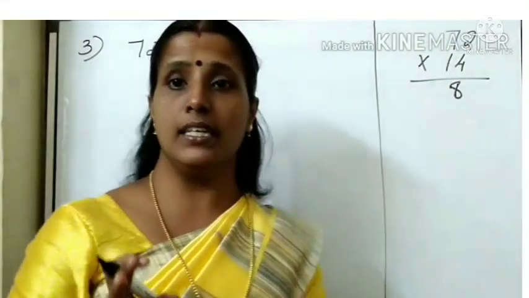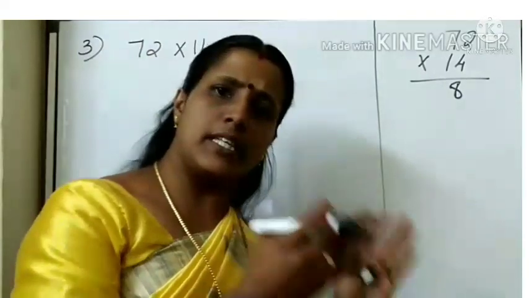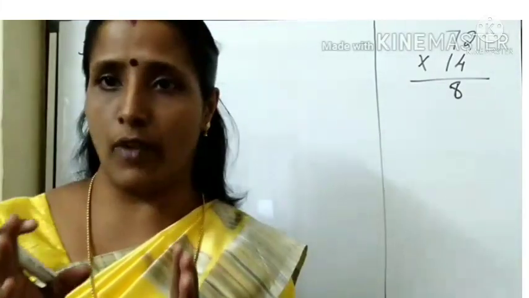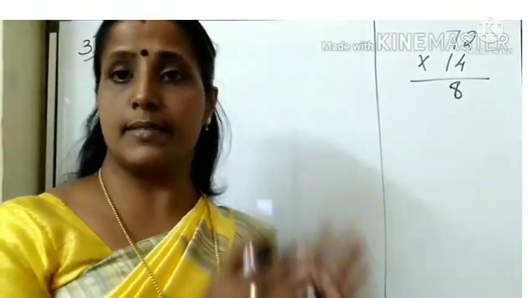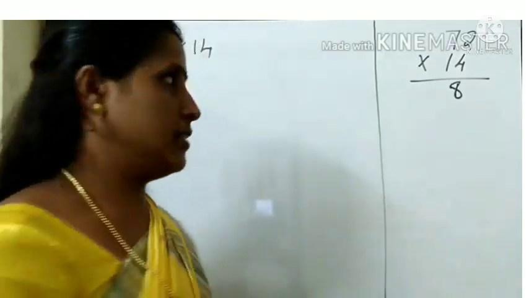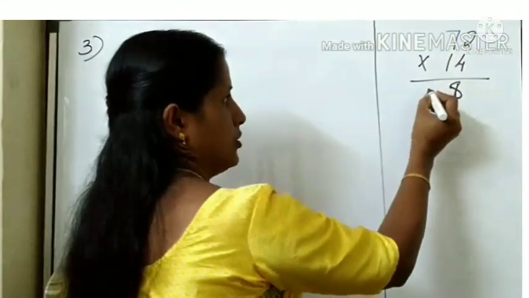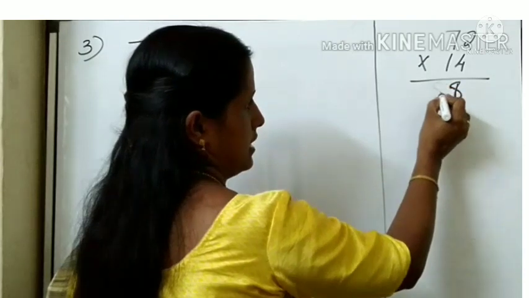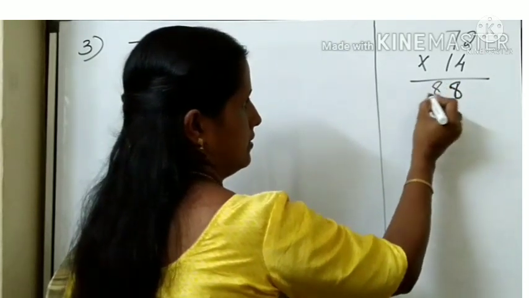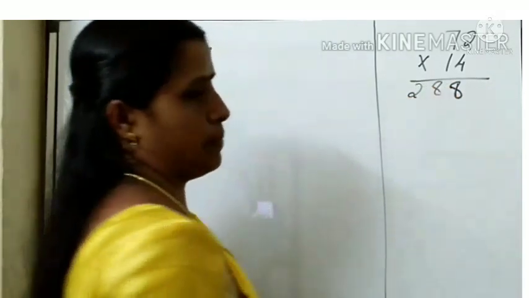First we have to multiply the 2-digit or 3-digit, any digit. First we have to multiply the ones place number. All the digits multiply with the ones place number. So here 7 4s are 28. 8 is written on the ones place and 2 is written on the tens place.